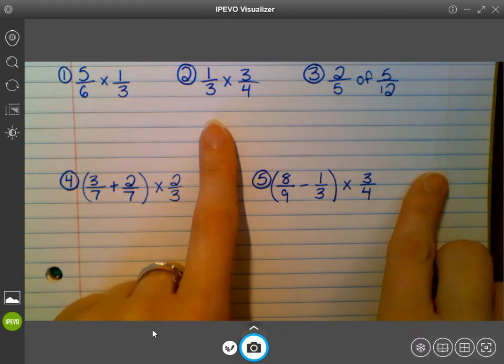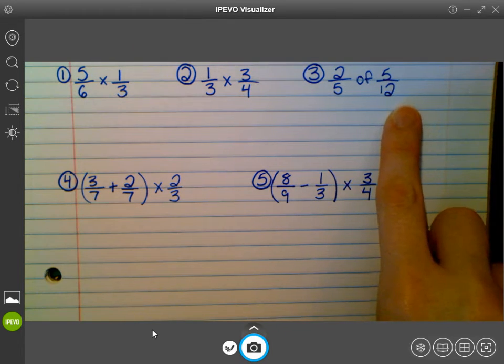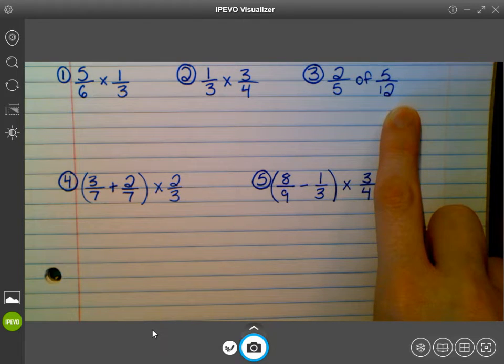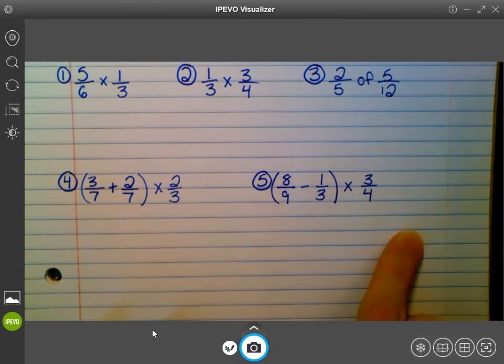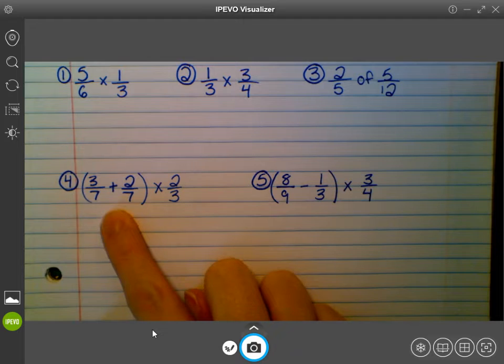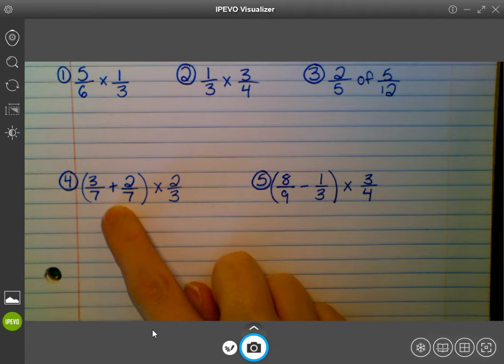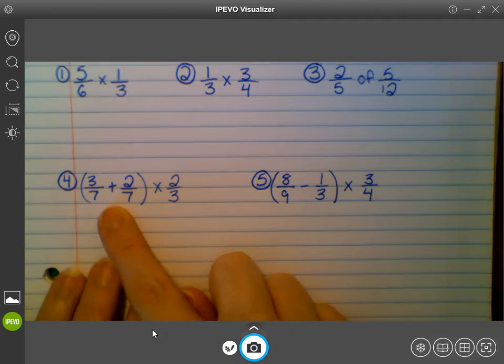Yeah. Number 3 is 2/5 of 5/12. Remember what I said about that multiplication symbol standing for a word? 2/5 of 5/12. Hey, don't say it's easy. Number 4, now in parentheses, it's 3/7 plus 2/7.